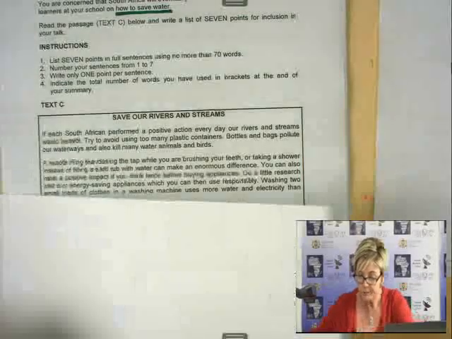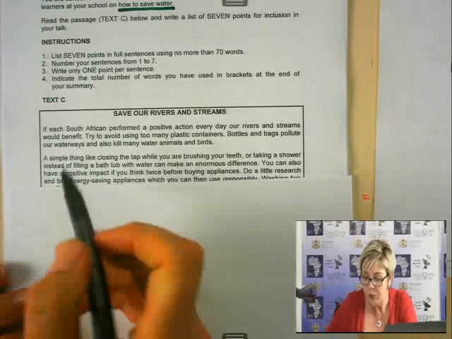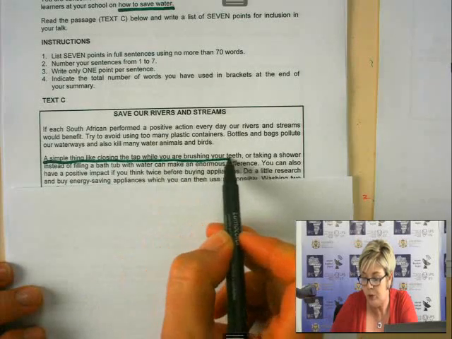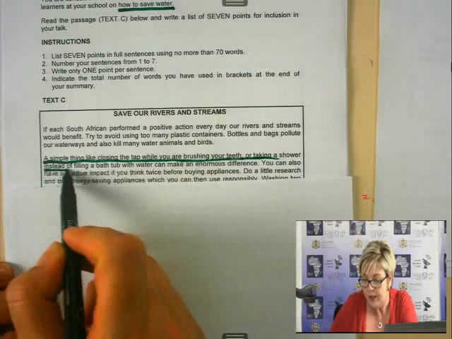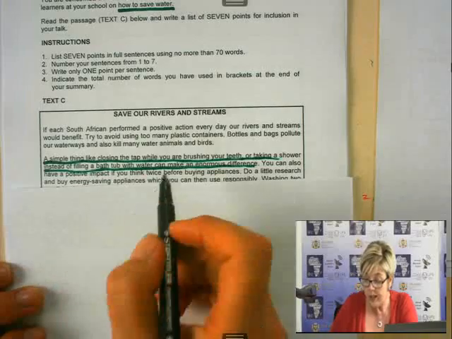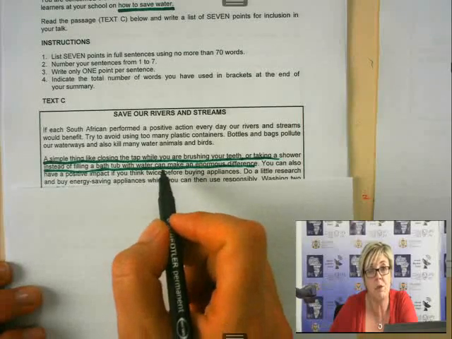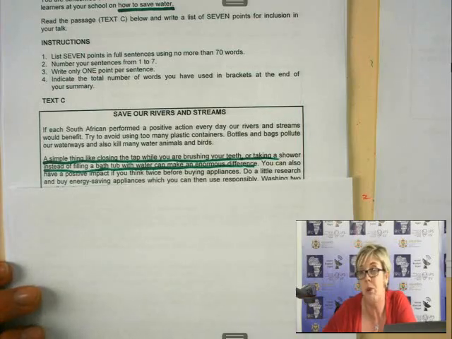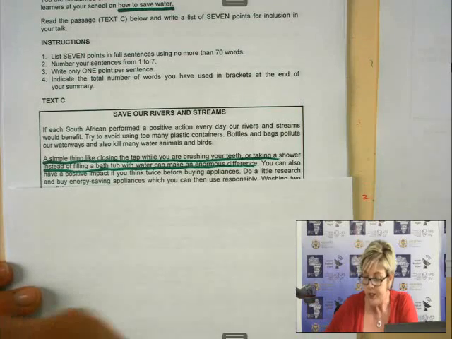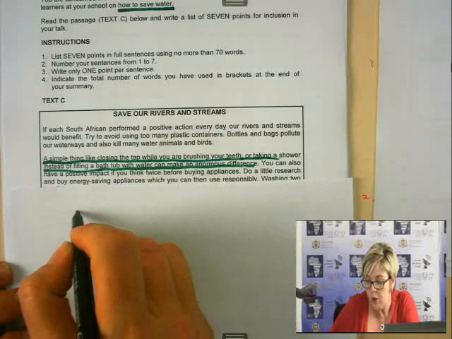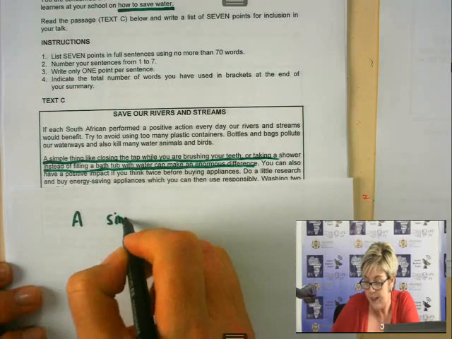For example, here is one fact. A simple thing like closing the tap while you are brushing your teeth or taking a shower instead of filling a tub with water can make an enormous difference. That tells you what you can do to save water. Close the tap while you're brushing your teeth. Close the tap while you are taking a shower. So, now that is a fact. You can't just copy it exactly like that.